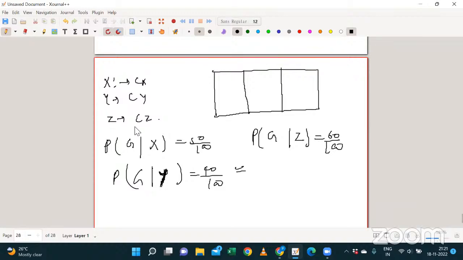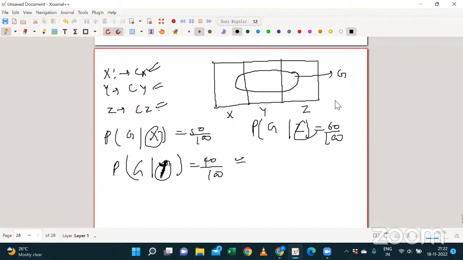Okay, see, these X, Y, and Z events are already given to you in the question: probability of X, probability of Y, probability of Z, right? Then you have to find another event. From this Venn diagram, suppose this is X, this is Y, this is Z, and suppose this is the event of being a girl. So what is the probability of being a girl? How can we find the probability of a girl?